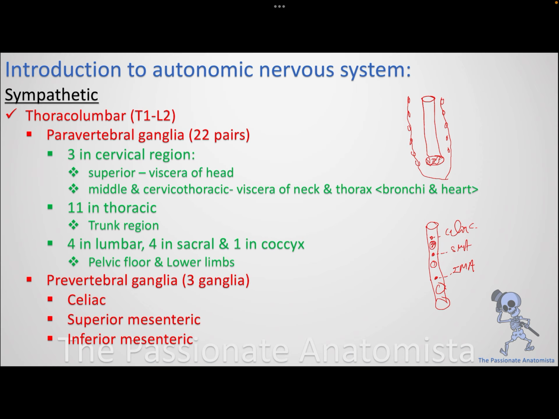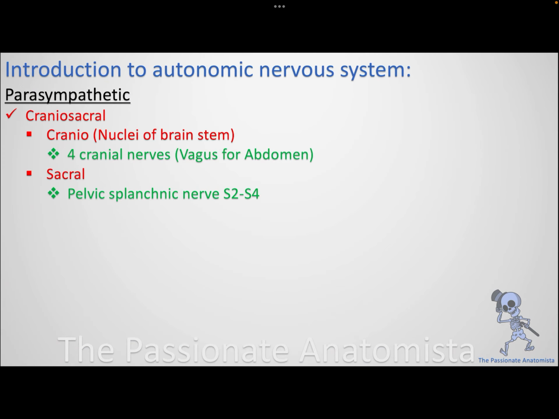So these ganglia lie around these arteries, and they are going to take care of the sympathetic innervation of abdominal viscera. So that doesn't concern me. What concerns me is the prevertebral ganglia of the sympathetic nerves. All right. So this is what we're going to talk about now.